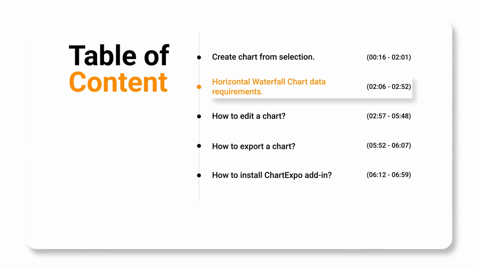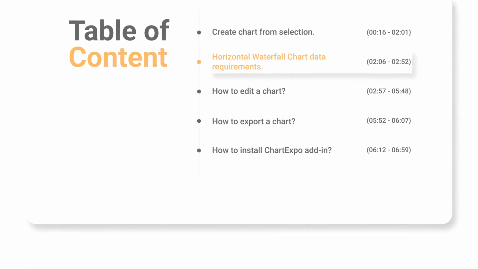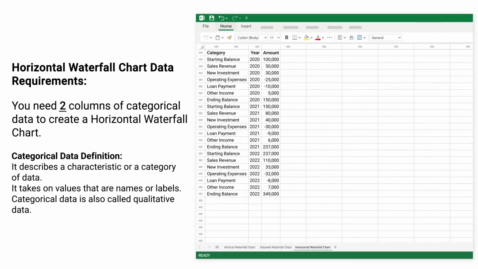Horizontal waterfall chart data requirements. You need 2 columns of categorical data to create a horizontal waterfall chart. Categorical data definition: it describes a characteristic or a category of data. It takes on values that are names or labels. Categorical data is also called qualitative data.